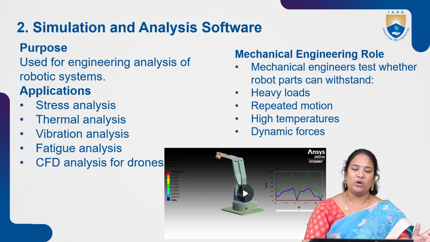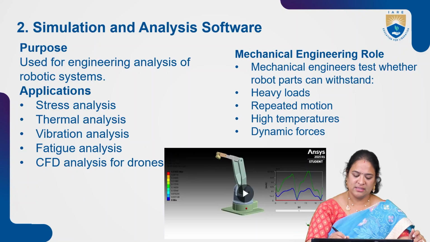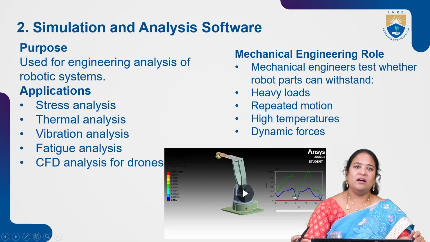The next type of software is the simulation and ANSYS software. The previous three, whatever we have seen, are related to the CAD software. Now, when we come to ANSYS, here we will be coming across simulation software. This is used for engineering analysis of the robot system, where generally we come across stress analysis, thermal analysis, vibration analysis, fatigue analysis, and computational fluid dynamic analysis for drones.